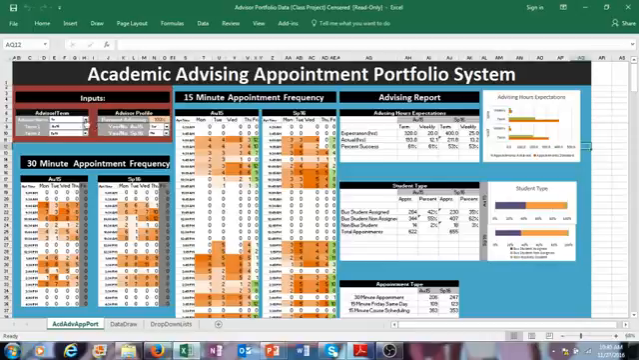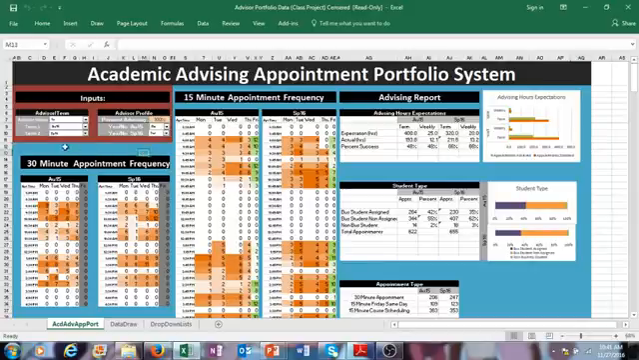So I'm first going to select advisor 1A to look at, and they're a 100% advising advisor. I'm selecting autumn of 15, spring of 16, and then we'll say that they are not teaching the first semester in autumn of 15 and they are teaching in spring of 16.